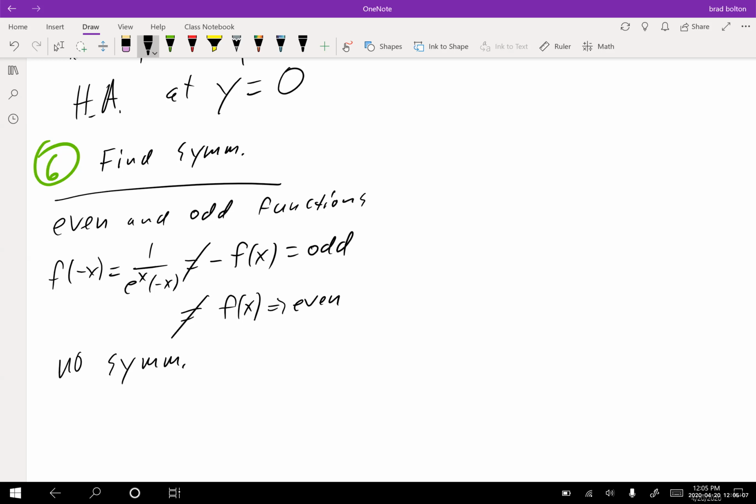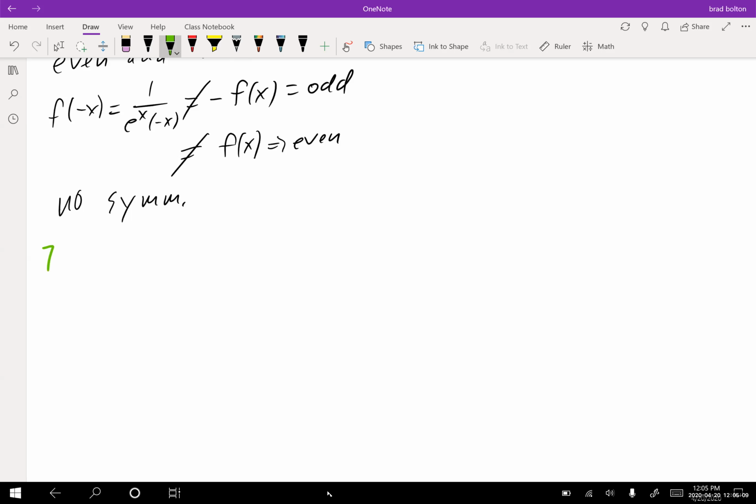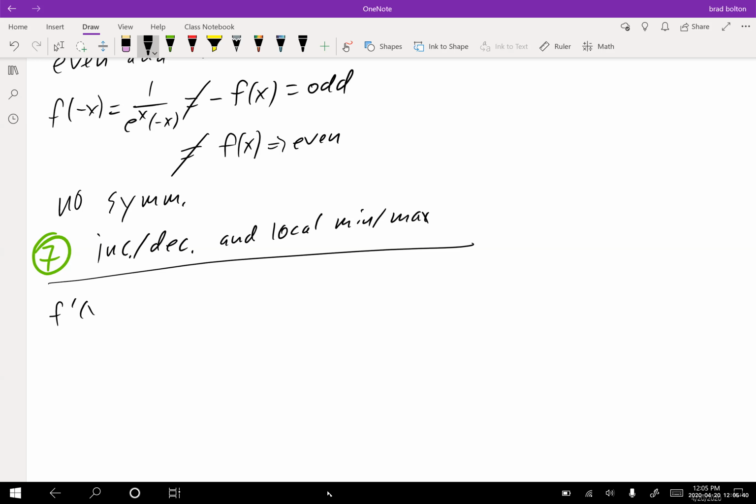Okay, so now we have to go on to part 6. Now this is the new stuff. Everything that we've just done was old stuff from previous sections. So now we have to do the new stuff where we have to find the derivative. So they're going to ask us for increasing/decreasing and local min/max. Okay, so what we're going to need for that is f prime of x.